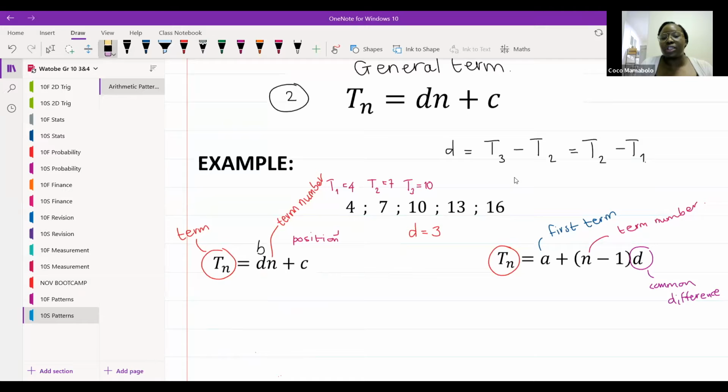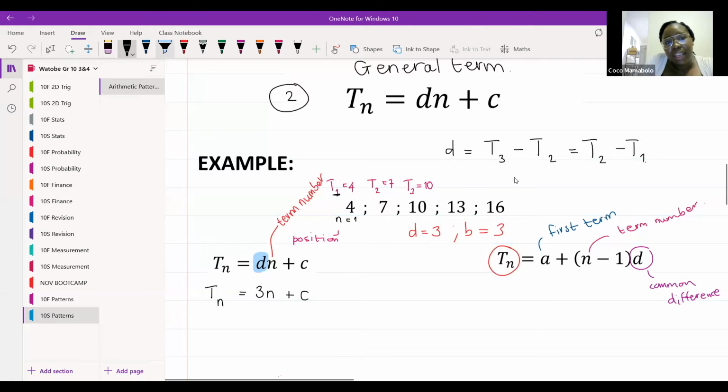Okay, so I'm going to start with this formula that we have on this side, right? Now, I've calculated for my D or my B, it doesn't matter what you call it, whether you call it D is equal to 3 or B is equal to 3, same thing. So I'm going to go into my formula and I'm going to replace my D or my B with 3. So I'm going to go Tn is equal to 3n plus C. Okay, now there's 2 different ways to do this, right? I'm going to use T1. So I'm going to replace my n with 1. My n is going to be 1. So wherever in my formula I see an n, I'm going to replace it with the number 1.